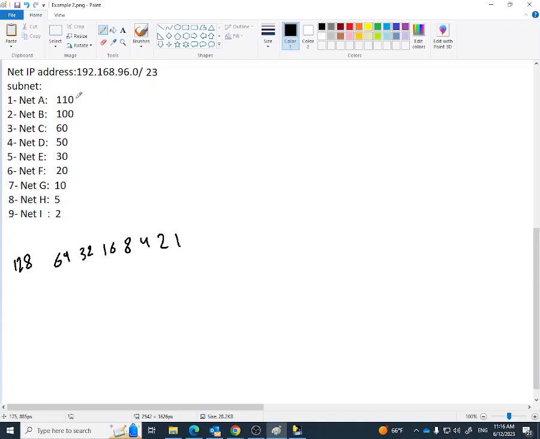Sorry, 110, we're going to add 2, so 112 is going to be 128. That simply means it's going to be 128. Same thing here, 128. This is 62, that will make it 64. Let me just put an arrow here so we don't miss.